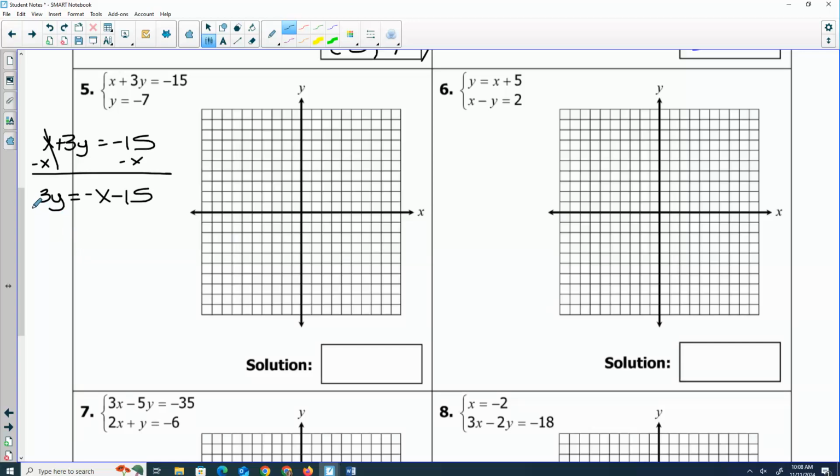What's the next step? Three. And you divide everything by 3. So negative x over 3, this is like a negative 1, so that would be a negative 1/3 x, minus 15 divided by 3 is 5. So if I want to graph that, y-intercept is negative 5, so we hit the y-axis at negative 5. Slope is negative 1/3, so down 1, right 3. We go up 1 and left 3.